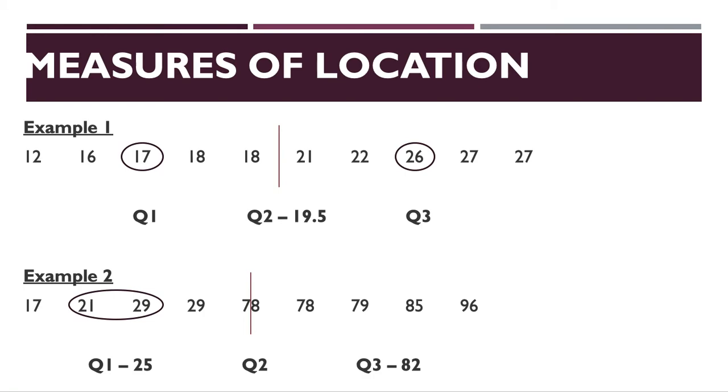When looking at the upper half of the data set, again, I'm seeing 4 numbers in the upper half. That means there's 2 numbers that fall exactly in the middle of the upper half. So to calculate Q3, I have to calculate the average of these 2 numbers, which is 82.